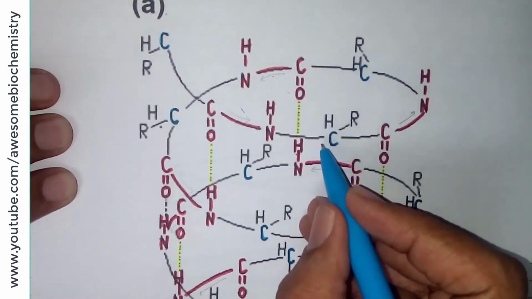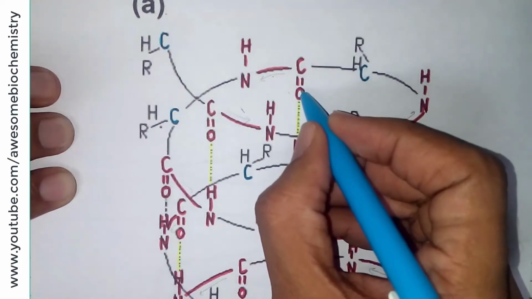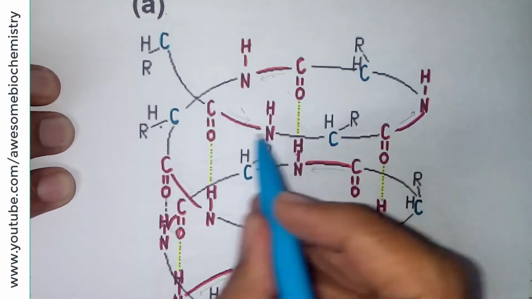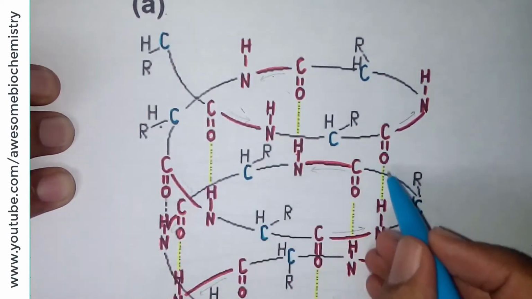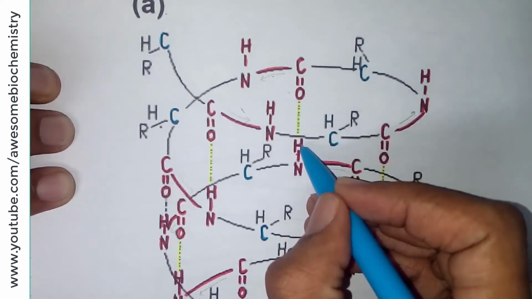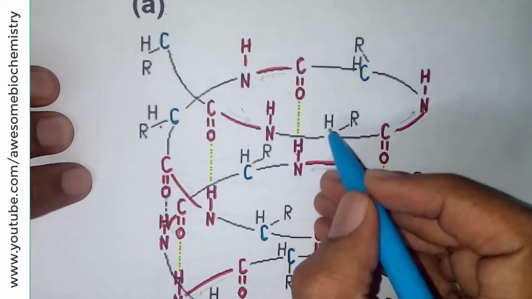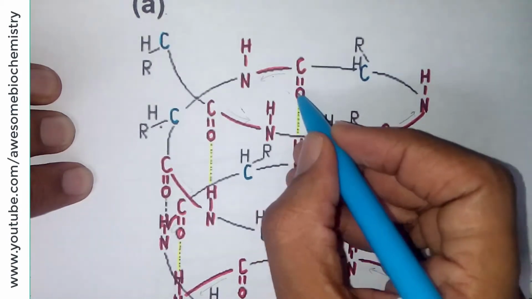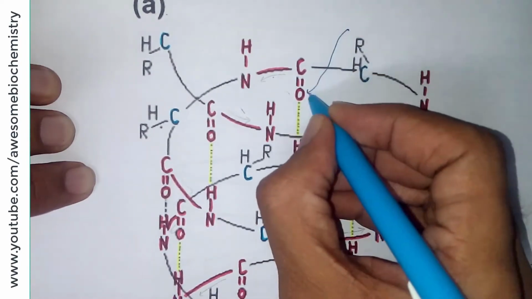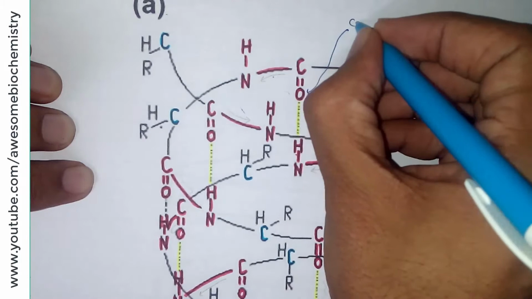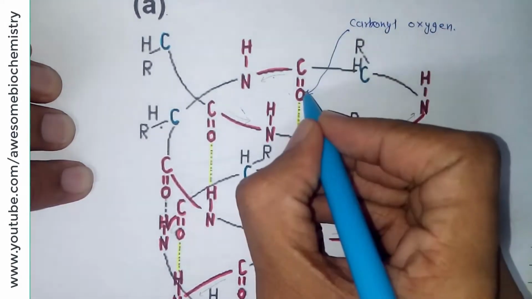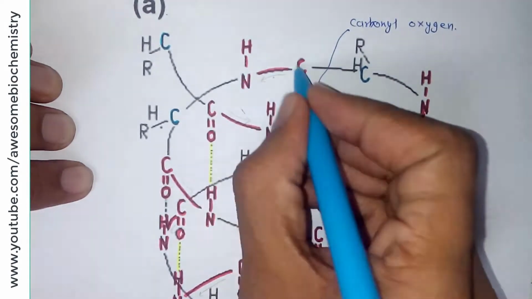Now, this hydrogen bonding is between which atoms? As you can see, at every place the hydrogen bond is between this oxygen and this hydrogen. Here also, oxygen and hydrogen, oxygen and hydrogen. So, these hydrogen bonds are always between oxygen and hydrogen as far as the alpha helix is concerned, right? Now, is this any oxygen? No, this oxygen is attached to this carbon. So, we call this oxygen a carbonyl oxygen, and it is a part of the peptide bond.